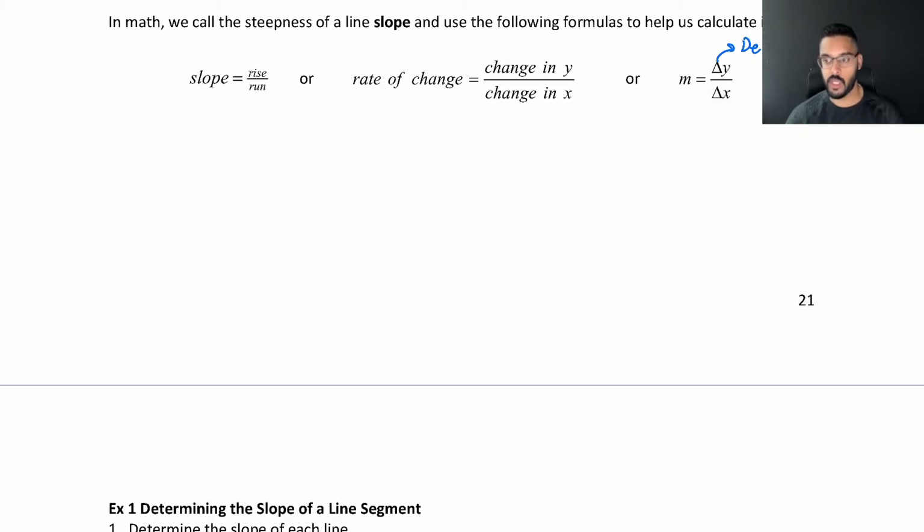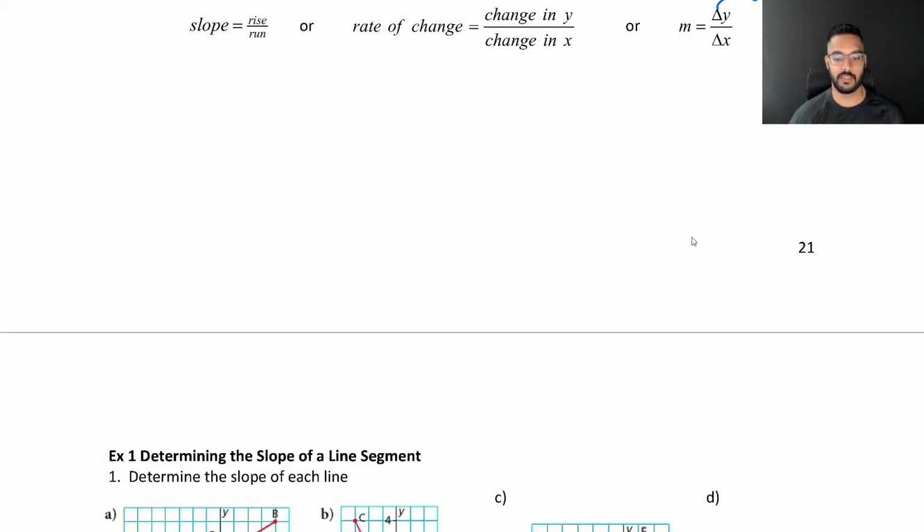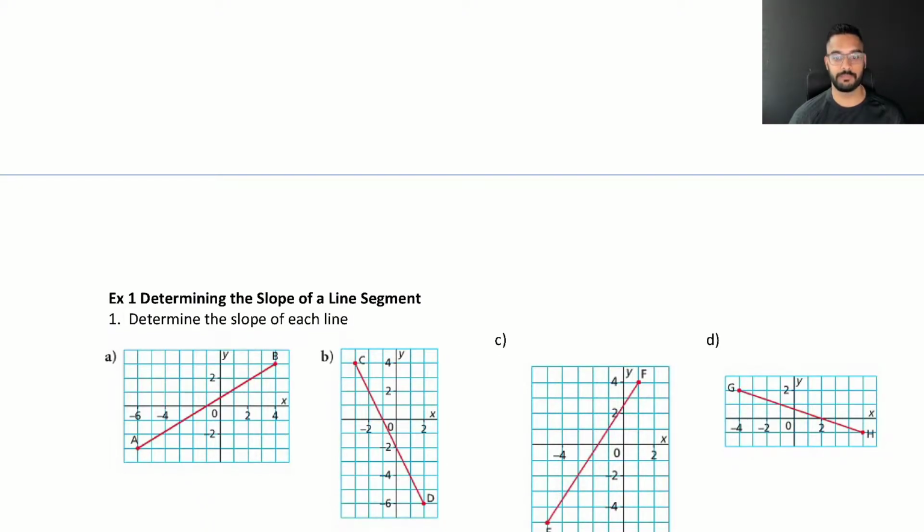Okay, so this is the change in y, or the change in x. You might have seen this in science when you do the change in temperature. So temperature 2 minus temperature 1, or temperature final minus temperature initial. Same sort of thing happens here. Okay, this has a lot of applications in science as well.